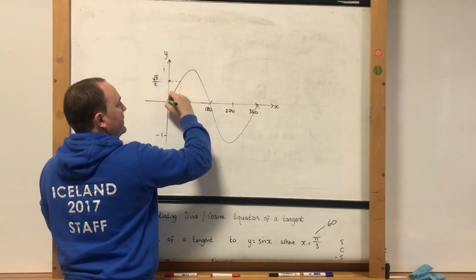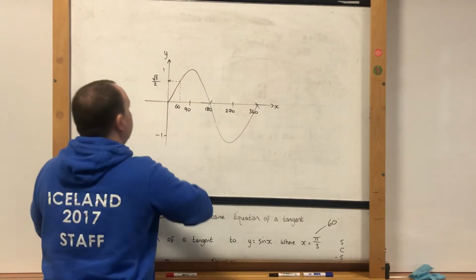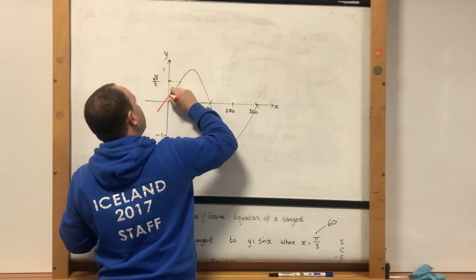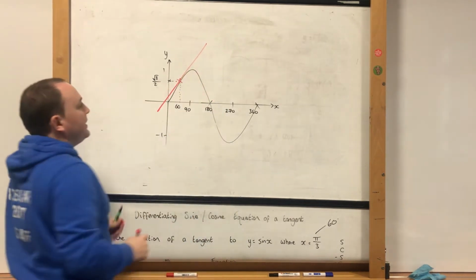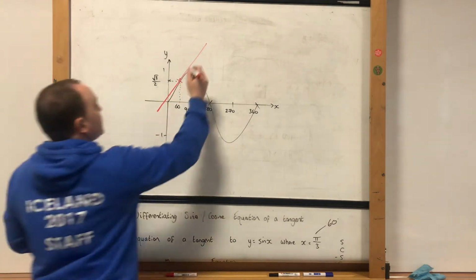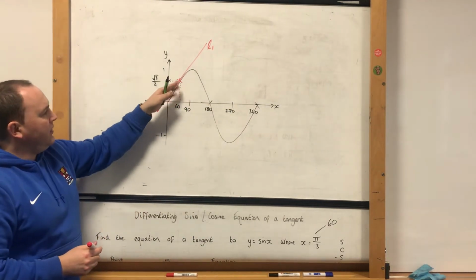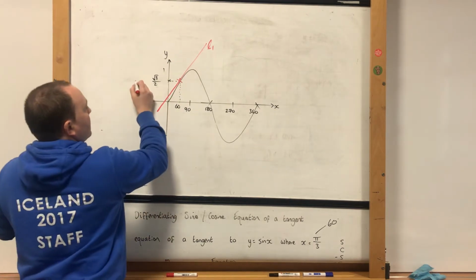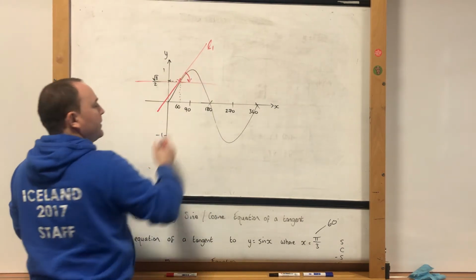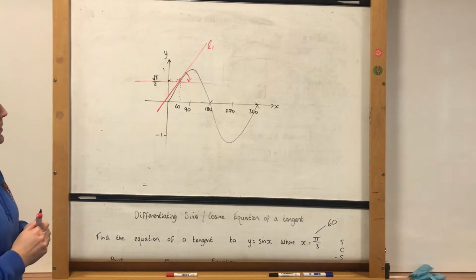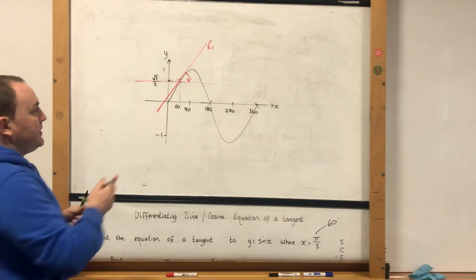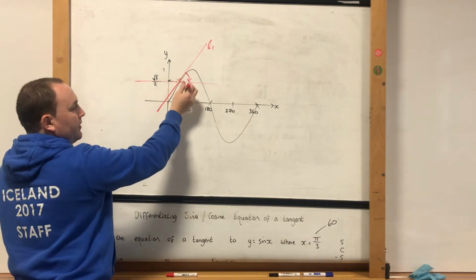This is a tangent line here, and this is the equation we're trying to find. Sorry, I should have shared that with you. Let's call it line 1. That is what we are trying to find. Do we know that angle? We don't know that angle. It's changing all the way along that curve.